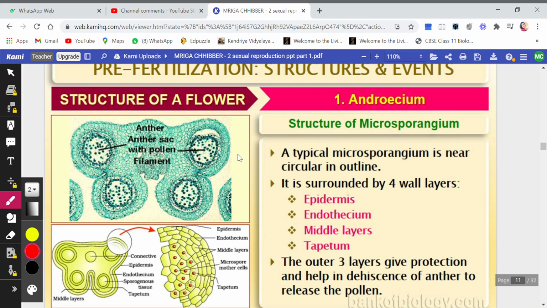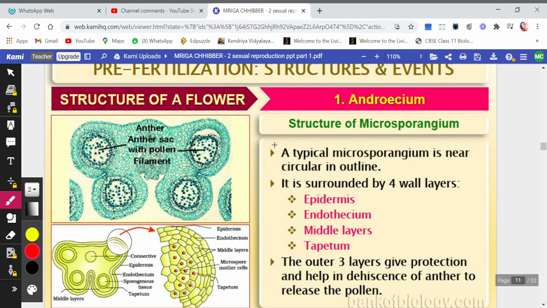So in this part of the video, we are going to discuss elaborately the structure of the androecium, that is the male part. Now children, this is the transverse section of the anther, the bilobed anther. This one is the first lobe and this is the second lobe. You can see both the lobes are divided into two thecas, and each theca has a microsporangium. This microsporangium will later become a pollen sac, and the pollen sac will have pollen grains.